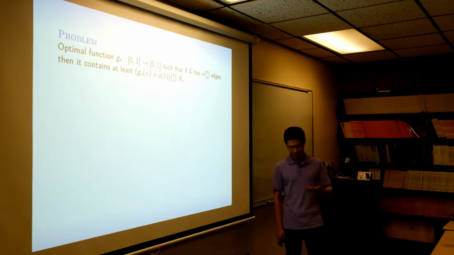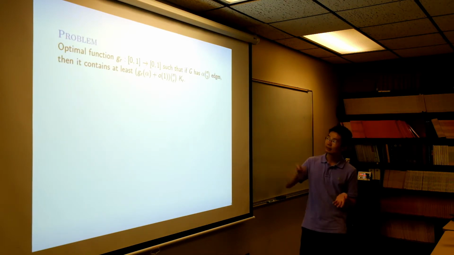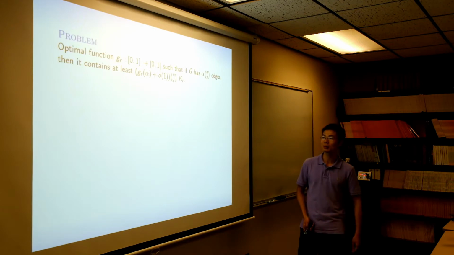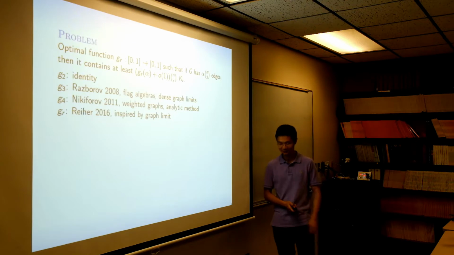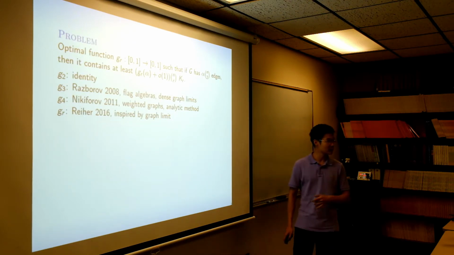Say, for example, one question is: if a graph has a certain number of edges, say alpha n^2/2, where alpha here is the edge density, then what can you guarantee about how many triangles it has? Right? So it turns out this problem is quite hard. If alpha is 2, then it is trivial, because it's an identity function. But if alpha is 3, then it was proved by Razborov in 2008 using flag algebras, which also has some ideas from dense graph limits.